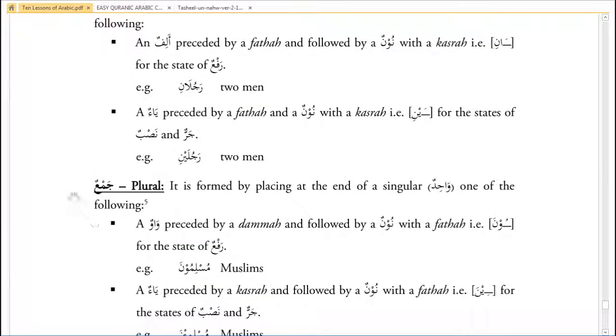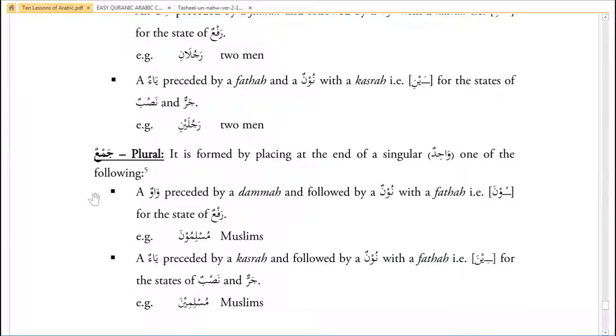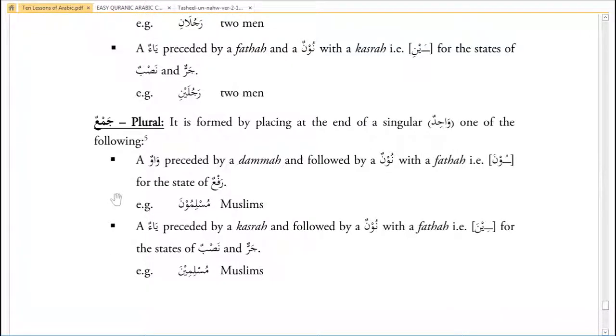And jama'a, you know, it is more than two. So how do you make it? You take the wahid, at the end you put waw and noon with fatha. So una. Muslimun is one Muslim. Muslimani is two Muslims. Muslimuna is more than two.